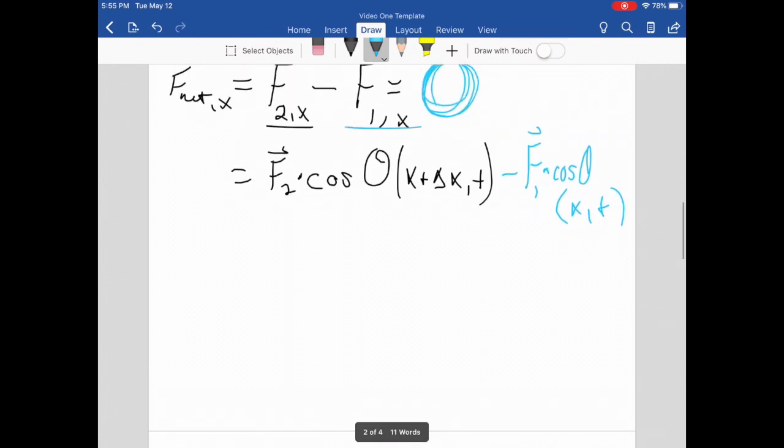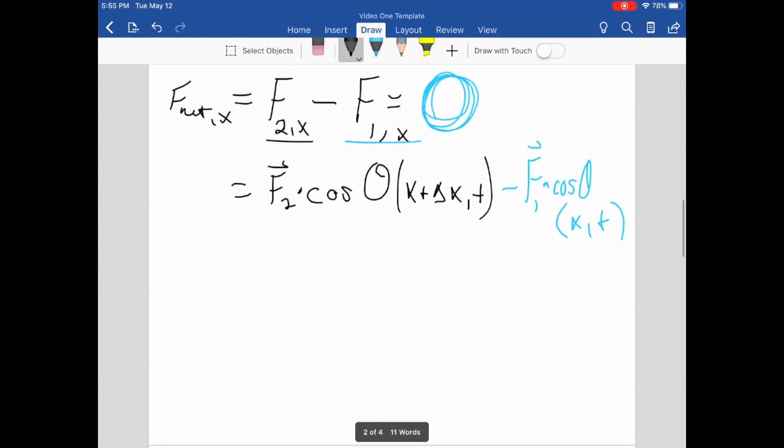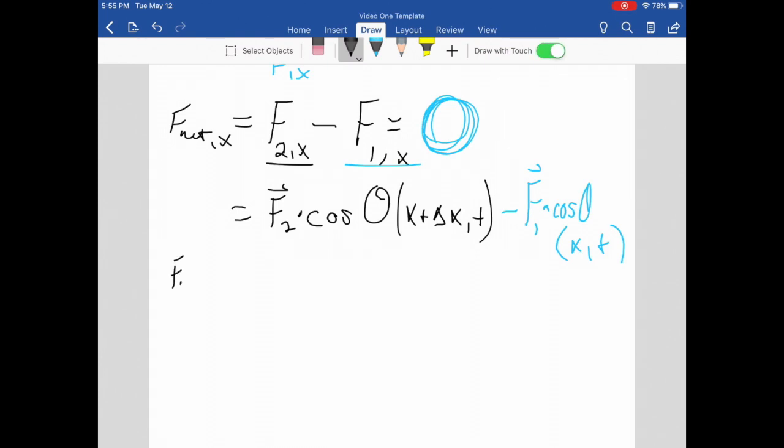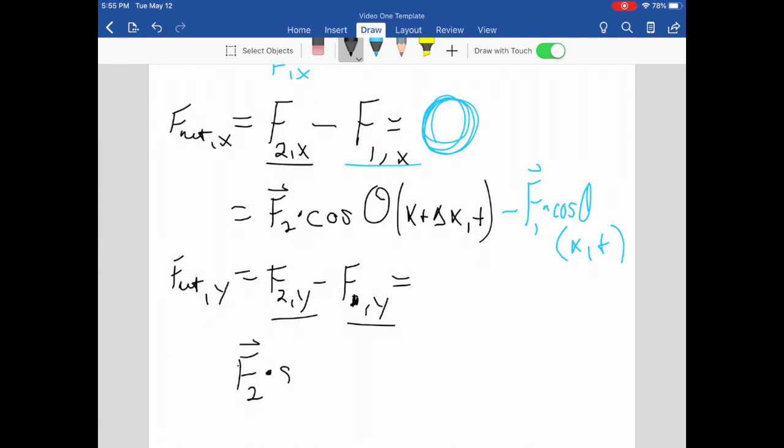Now to look at F net of y and doing the exact same treatment, what we afford is F net y is equal to F2y minus F1y. And we could further break down these into an expression that is equivalent, which would first give us, if we follow the same logic using SOHCAHTOA, we're actually going to take the sine of this angle, and then multiplying the sine of that angle by the hypotenuse, we'll get an equivalence for F2 sub y. And once again, that theta is a function of x plus delta x and time.